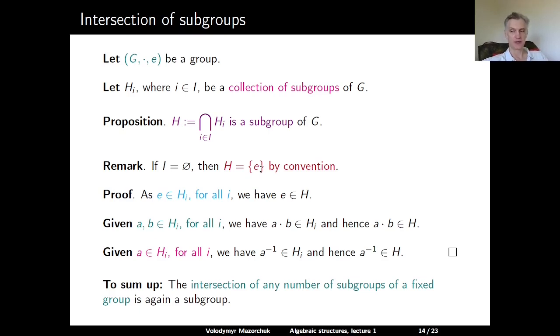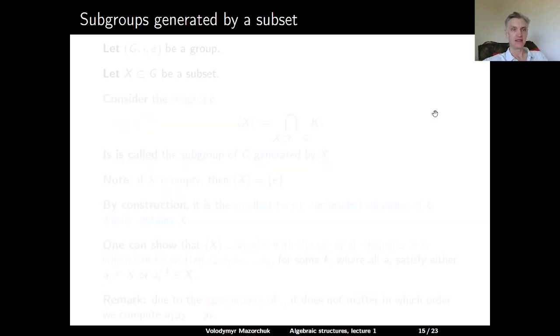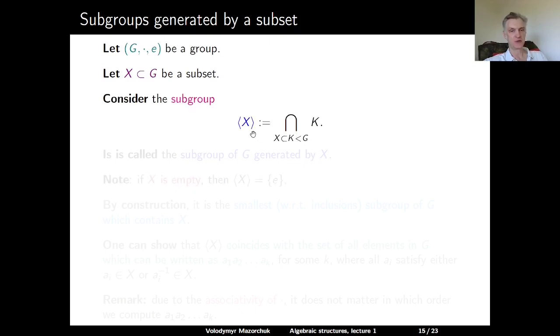We will use this property shortly. Let us discuss subgroups generated by a subset. Let G be a group and X a subset of G. Consider the subgroup, which is usually denoted by X in triangle brackets, which is defined as the intersection of all subgroups K in G which contain our set X.